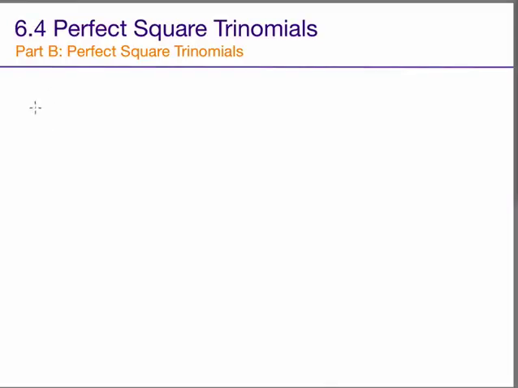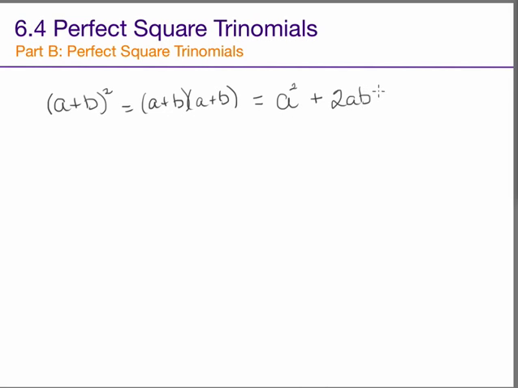Another one of the things that we looked at in Chapter 5 was the special case of multiplying two binomials that were identical. One way to write (a + b)(a + b) is (a + b) squared. So when you see (a + b) squared, you can think of a + b times itself. When you use distribution on this, you end up with a squared plus ab plus ab again plus b squared. And this is a shortcut.